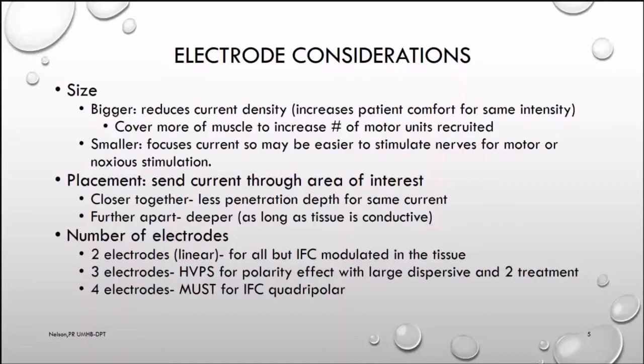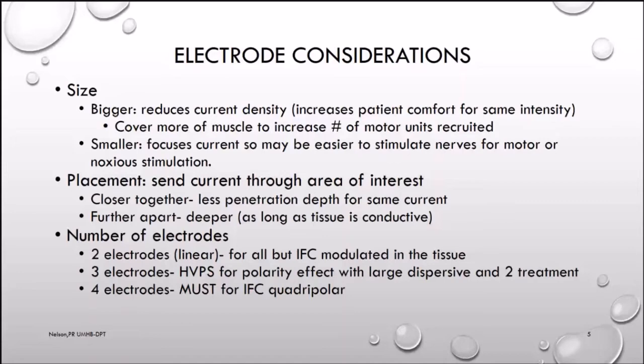Electrode placement, again, you want to send the current through the area of interest. Closer together, we don't have as great a penetration of the current. Further apart, you have deeper penetration, but making sure that the electrodes are put on conductive tissue is important. We have electrode setups that include 2 electrodes. It's 1 channel. Those are used for all applications except interferential modulated in the tissue.